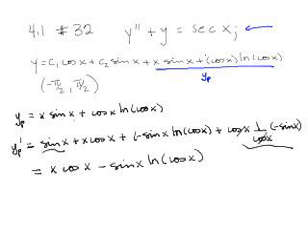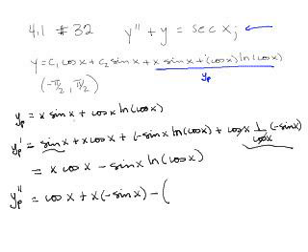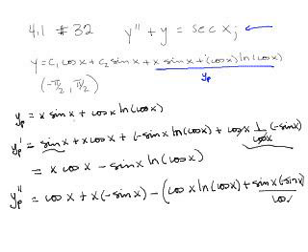Okay, so now we must find yp double prime. And for that, again, I use the product rule, and I have cosine x plus x times minus sine x. And then I have minus, and I'll go ahead and do the product rule now, and I have cosine x times the ln of cosine x plus sine x, and again I have 1 over cosine x times negative sine x, so I have negative sine x over cosine x.